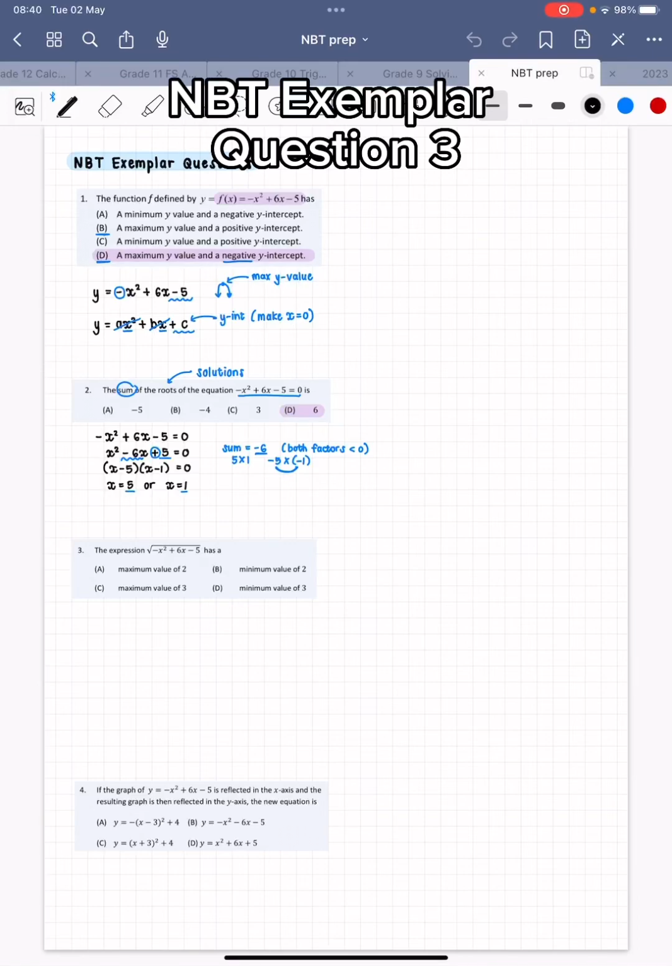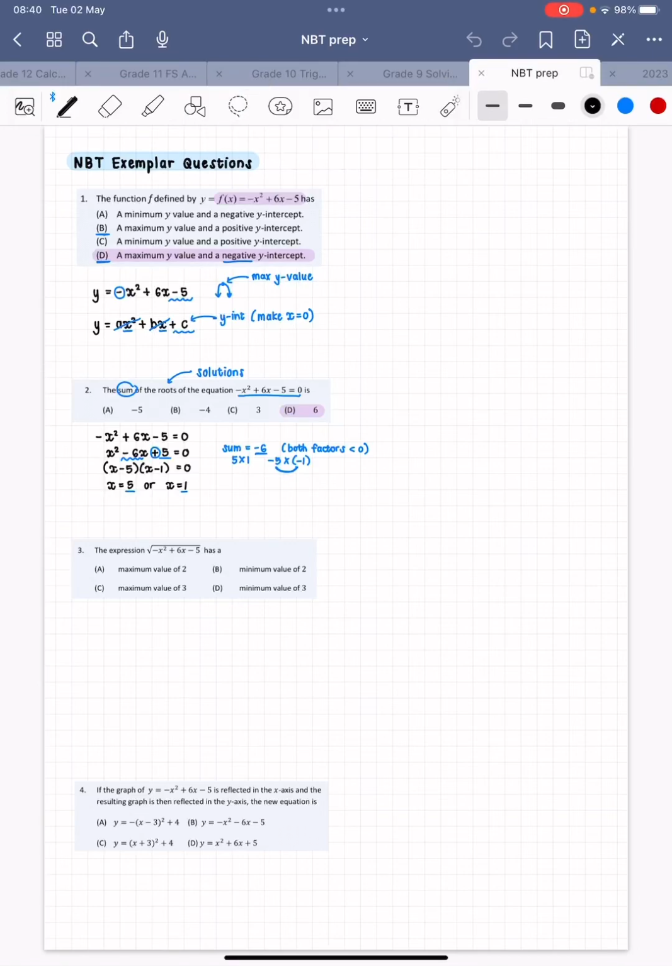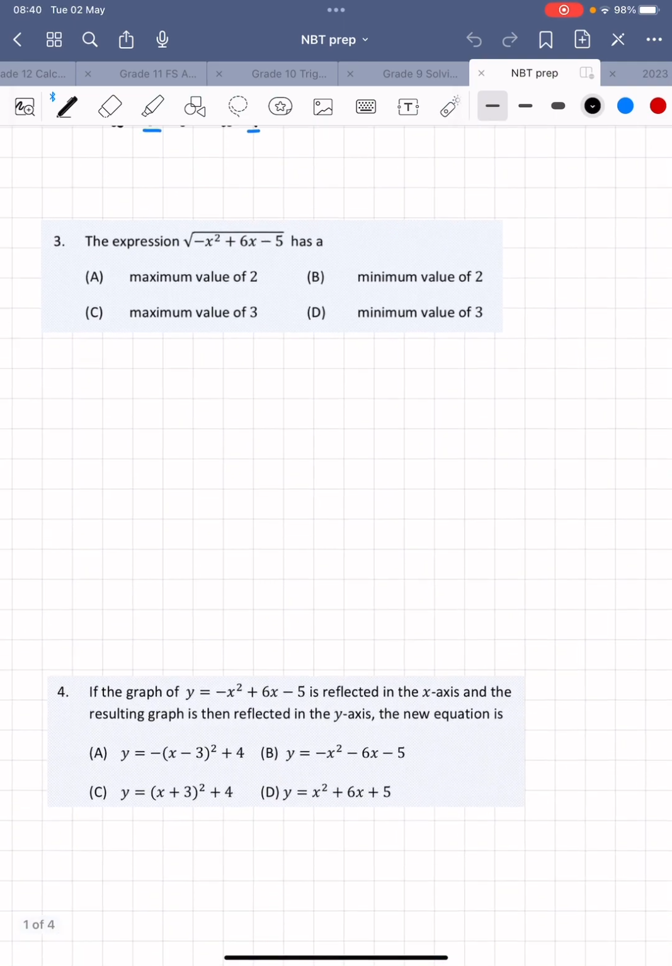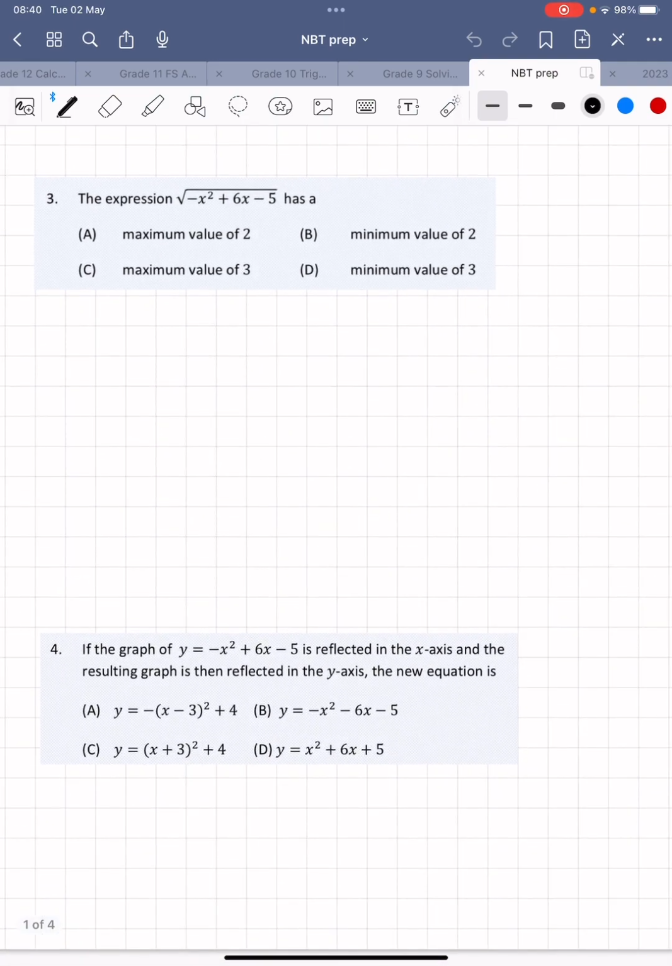Hello everyone, today we are looking at another NBT exemplar question. I have already worked through the first two questions, but someone requested that I do the third, so here we go.